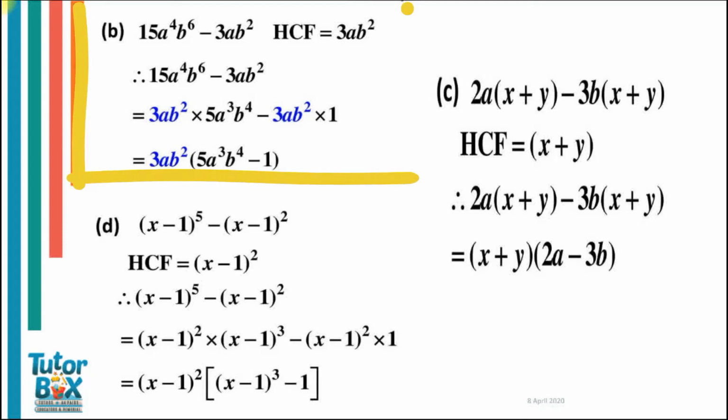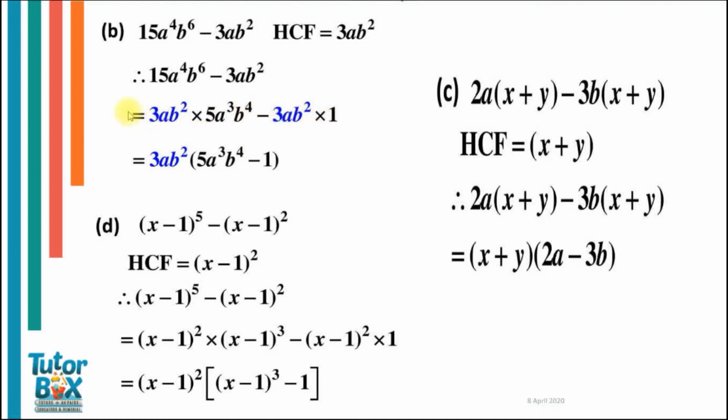For b, we have 15a to the 4 b to the 6 minus 3ab squared. We want to take out the highest common factor there. The highest common factor will be 3ab squared. So 15a to the 4 b to the 6 minus 3ab squared will be equal to 3ab squared times 5a cubed b to the 4 minus 3ab squared times 1.